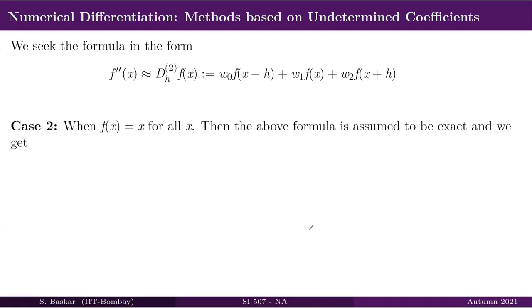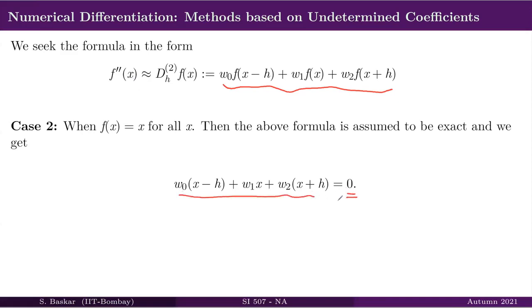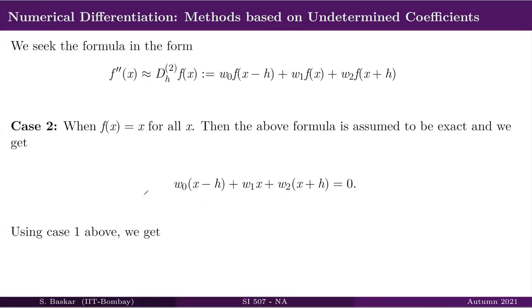Let us impose the second condition, that f of x equals x for all x. In this case, the finite difference formula expression is given by W0 into x minus h plus W1 into x plus W2 into x plus h. On the other hand, f double dash of x will be 0. Therefore, we will equate this expression equal to 0. And now if you recall, in the first case, we got W0 plus W1 plus W2 is equal to 0, right?